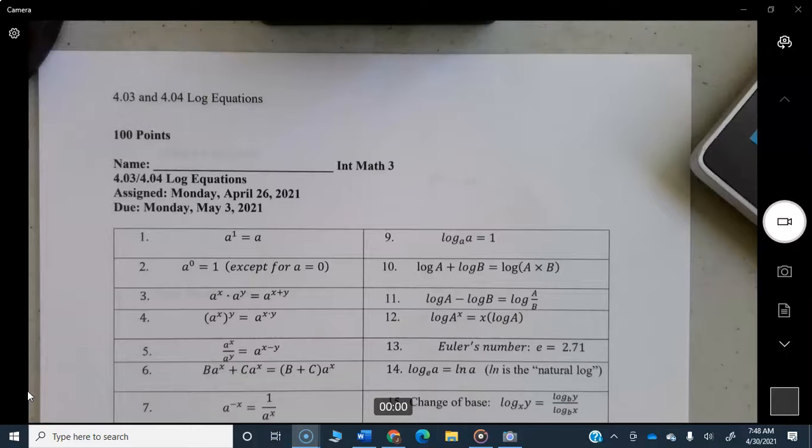Intermediate Math 3. This is your answers video for the assignment 4.03, 4.04. You want to try to get this done by Monday for extra credit, and this is the latest assignment that you've been given.